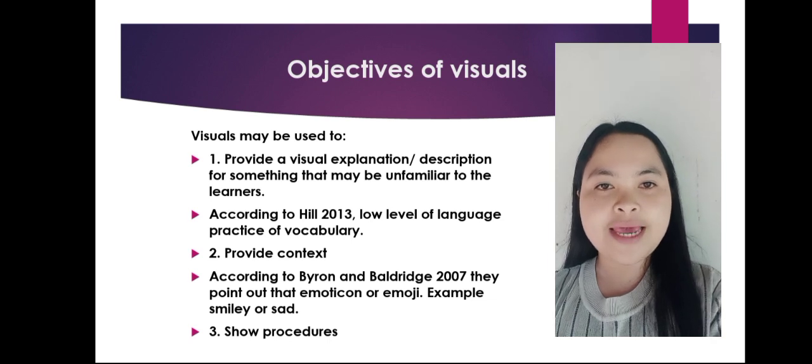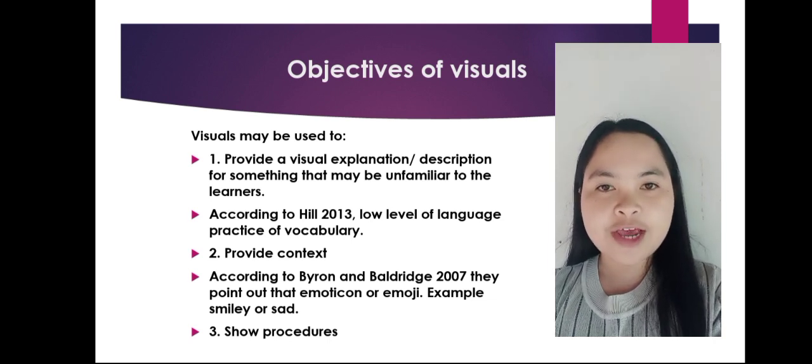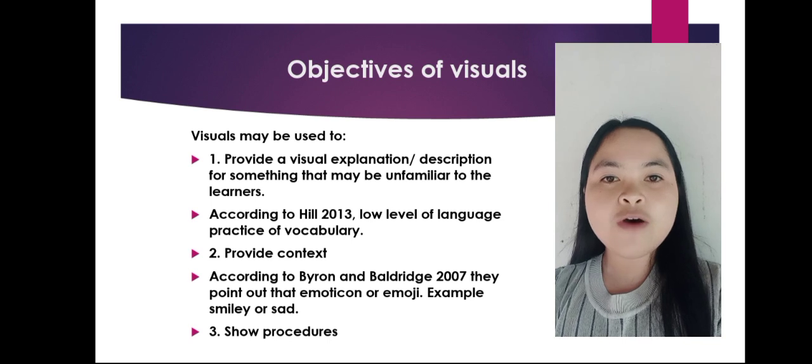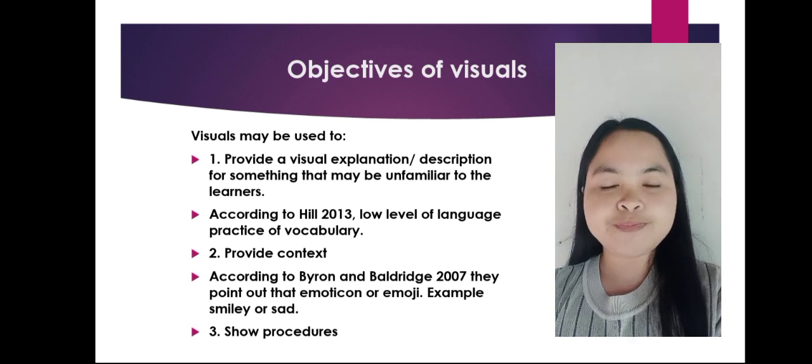Exotic animal means lions, tigers, wolves, bears, and reptiles that belong in their natural habitats. These animals are wild and dangerous. Next is geological structure. This deals with forms, arrangement, and various layers of rock. According to Hill 2013, low-level language practice of vocabulary, for example, matching a word with a picture.